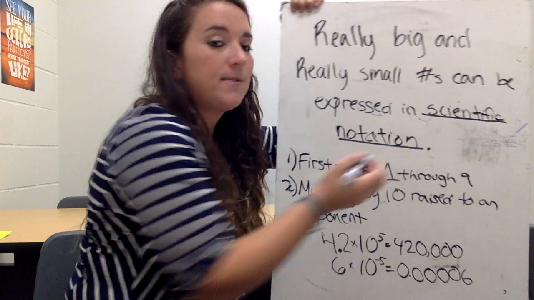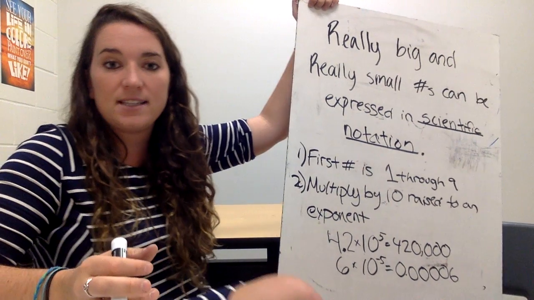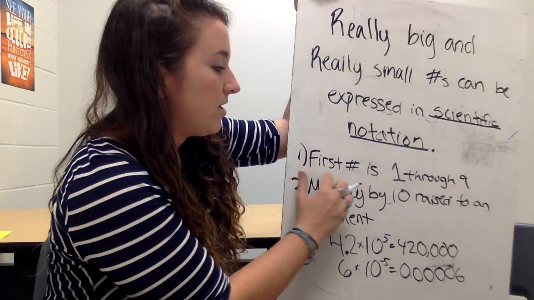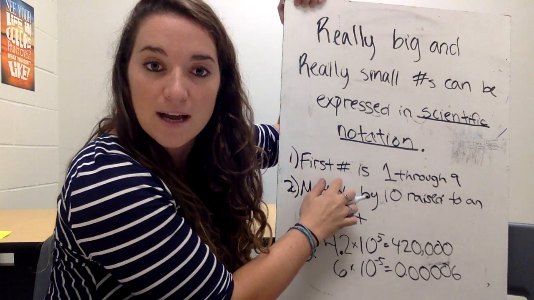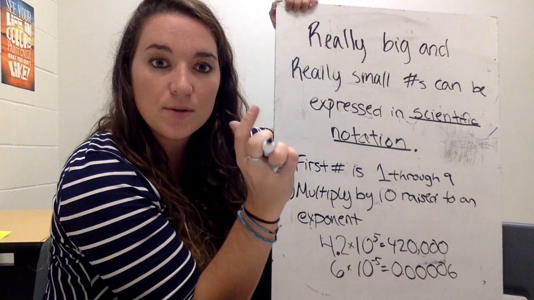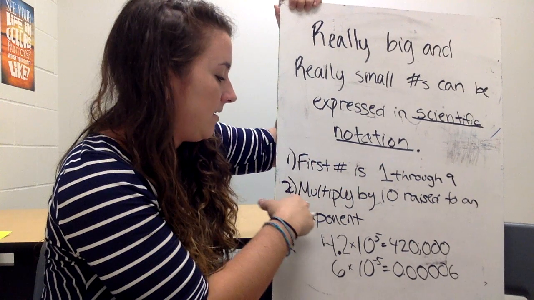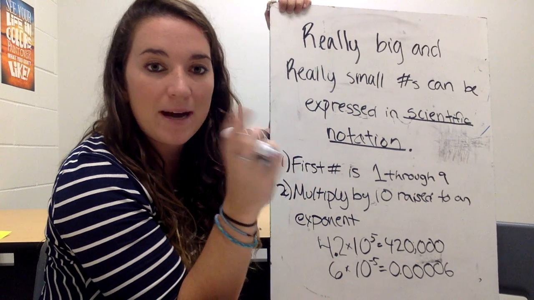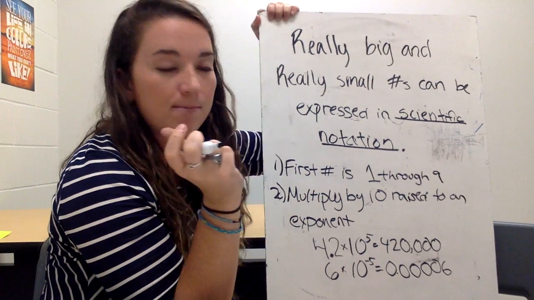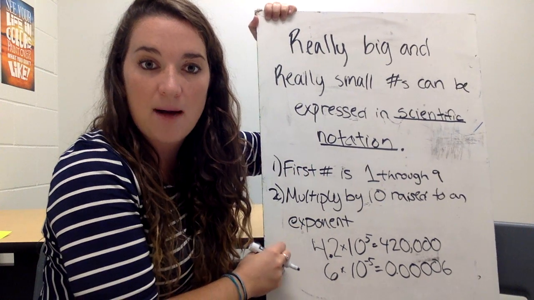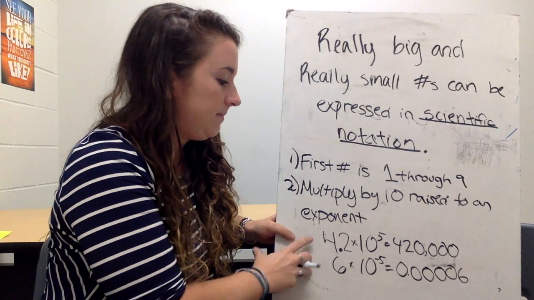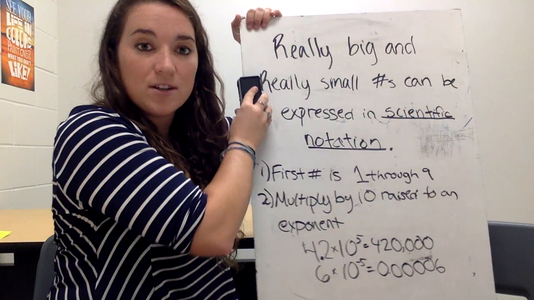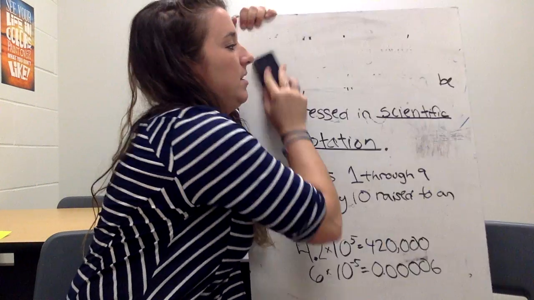Our two rules for scientific notation, and you can pause the video right here and copy these down. Number one, our first number, this little hashtag means number, is 1 through 9. So it needs to be between 1 and 9. Our second rule is that we need to multiply that number by 10 raised to an exponent. Pause the video right here, copy these rules down. At the bottom here, I have examples, which I'm actually going to erase and make bigger, so last chance to pause the video.